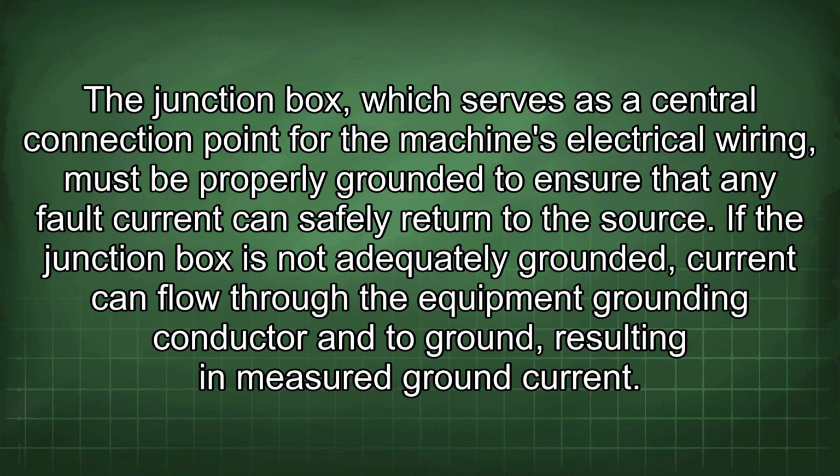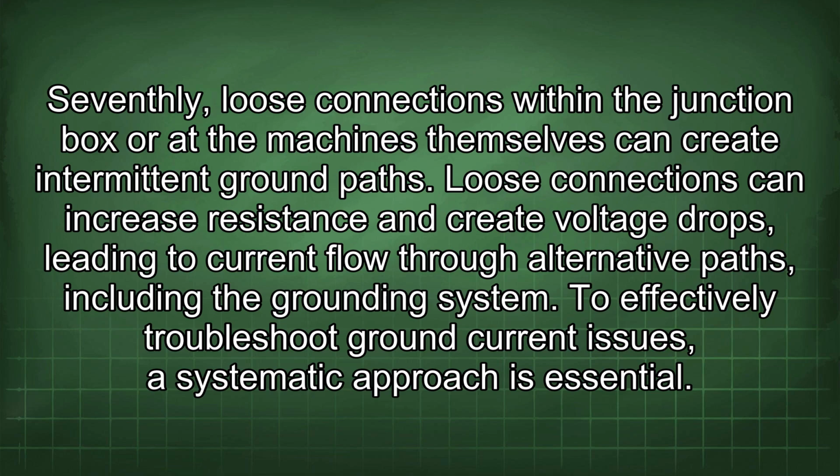Seventhly, loose connections within the junction box or at the machines themselves can create intermittent ground paths. Loose connections can increase resistance and create voltage drops, leading to current flow through alternative paths, including the grounding system.